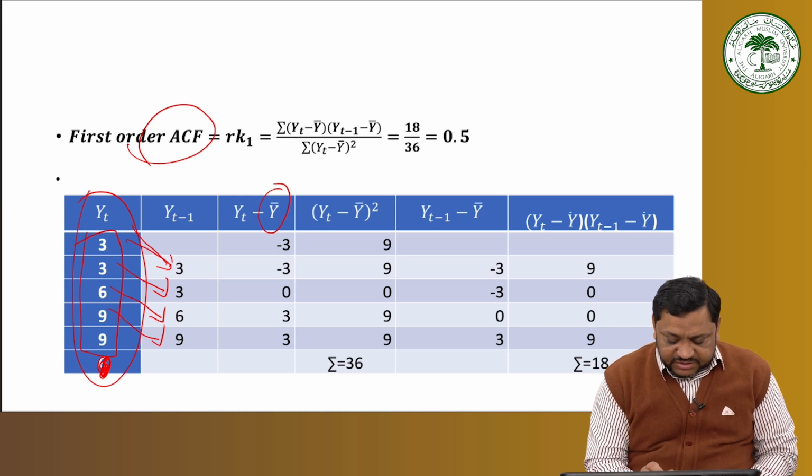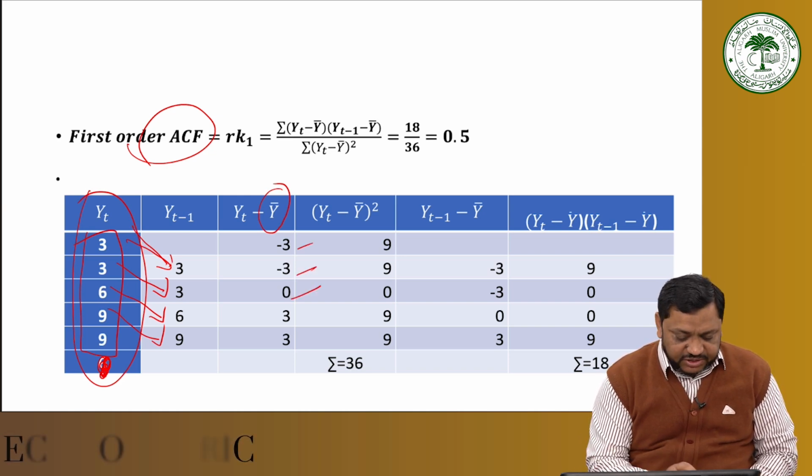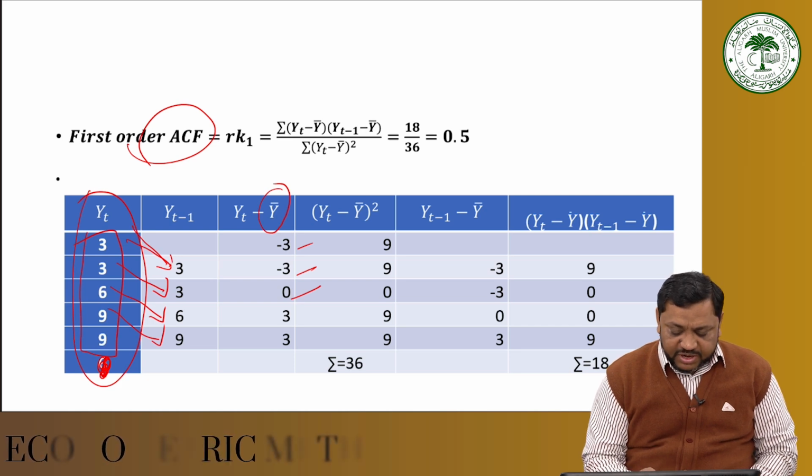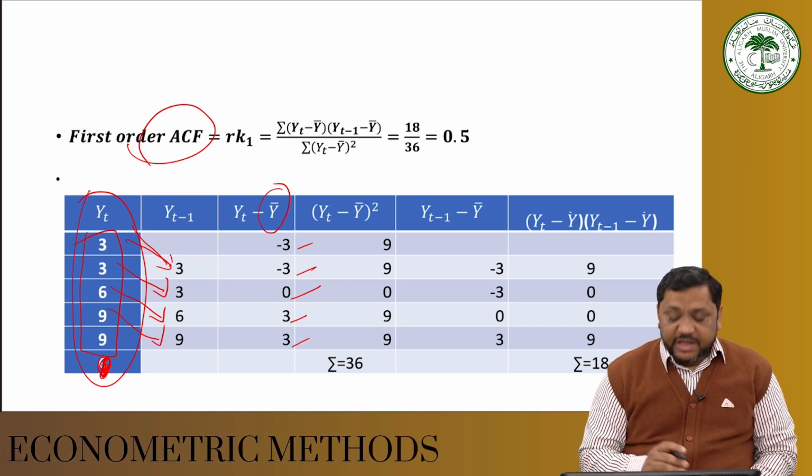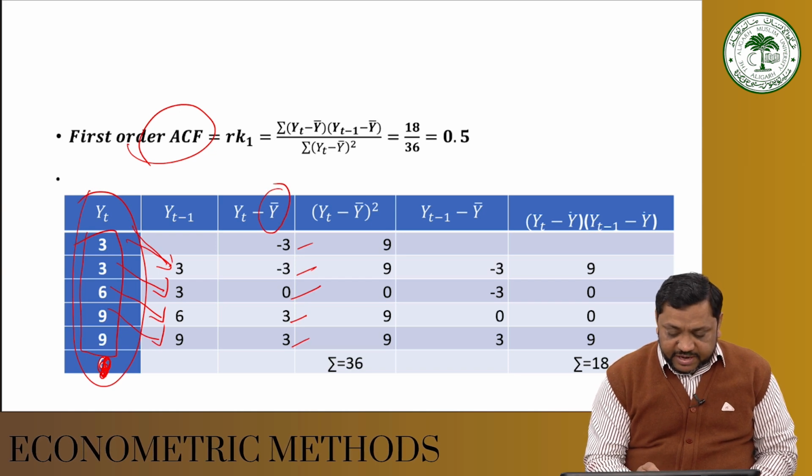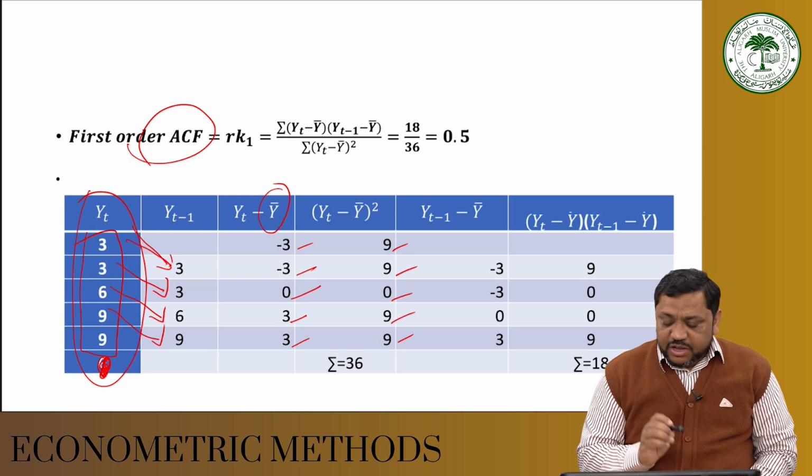So 3 minus 6 is minus 3, 3 minus 6 is minus 3, 6 minus 6 is 0, 9 minus 6 is 3, and 9 minus 6 is 3. Then we take the square of it: 3 multiplied by 3 is 9, 3 multiplied by 3 is 9, 0 is 0, 3 gives 9 and 9.